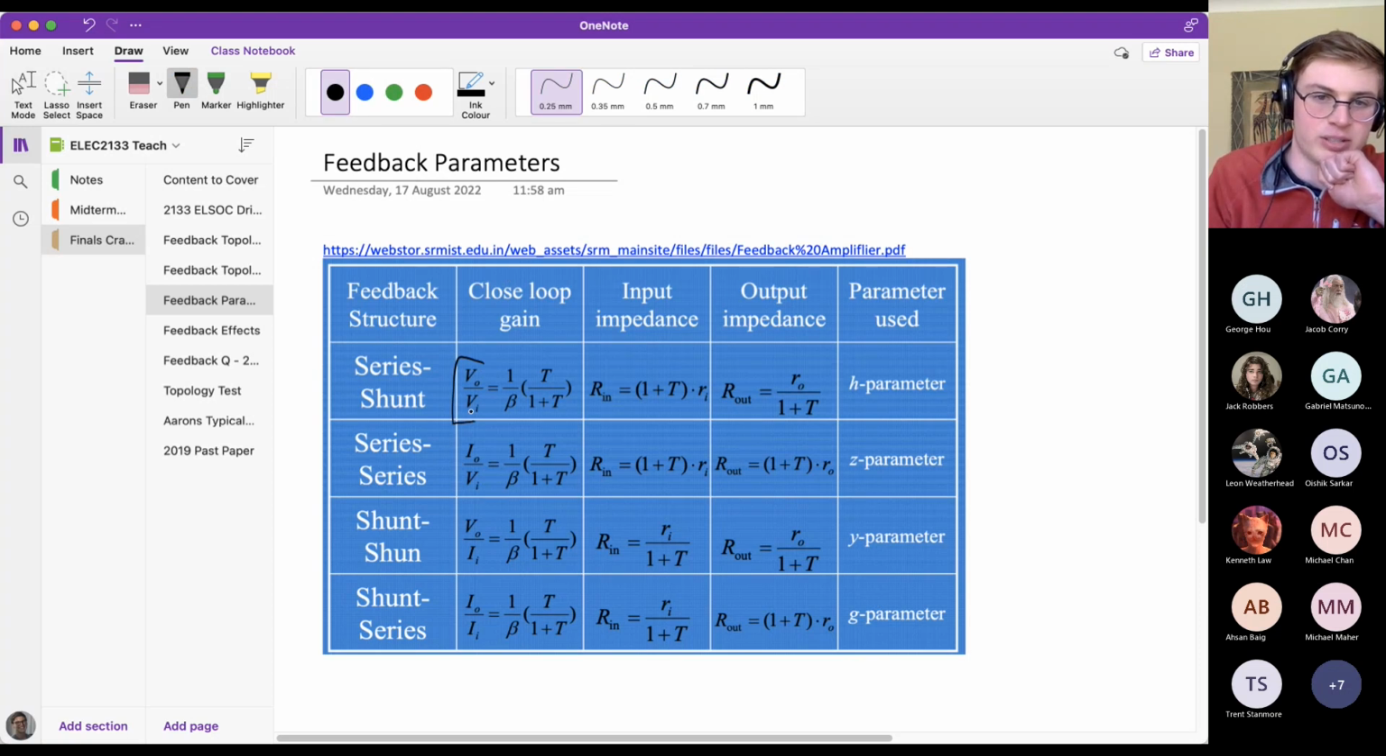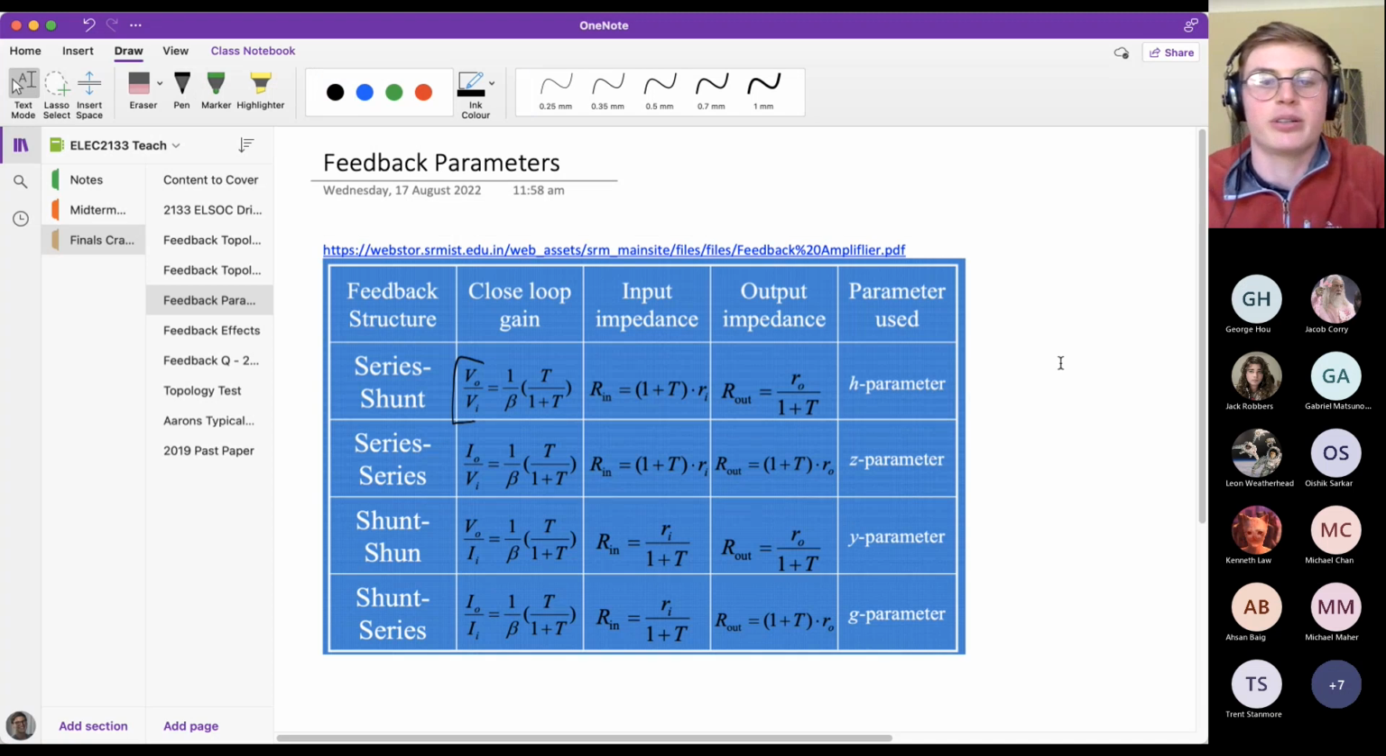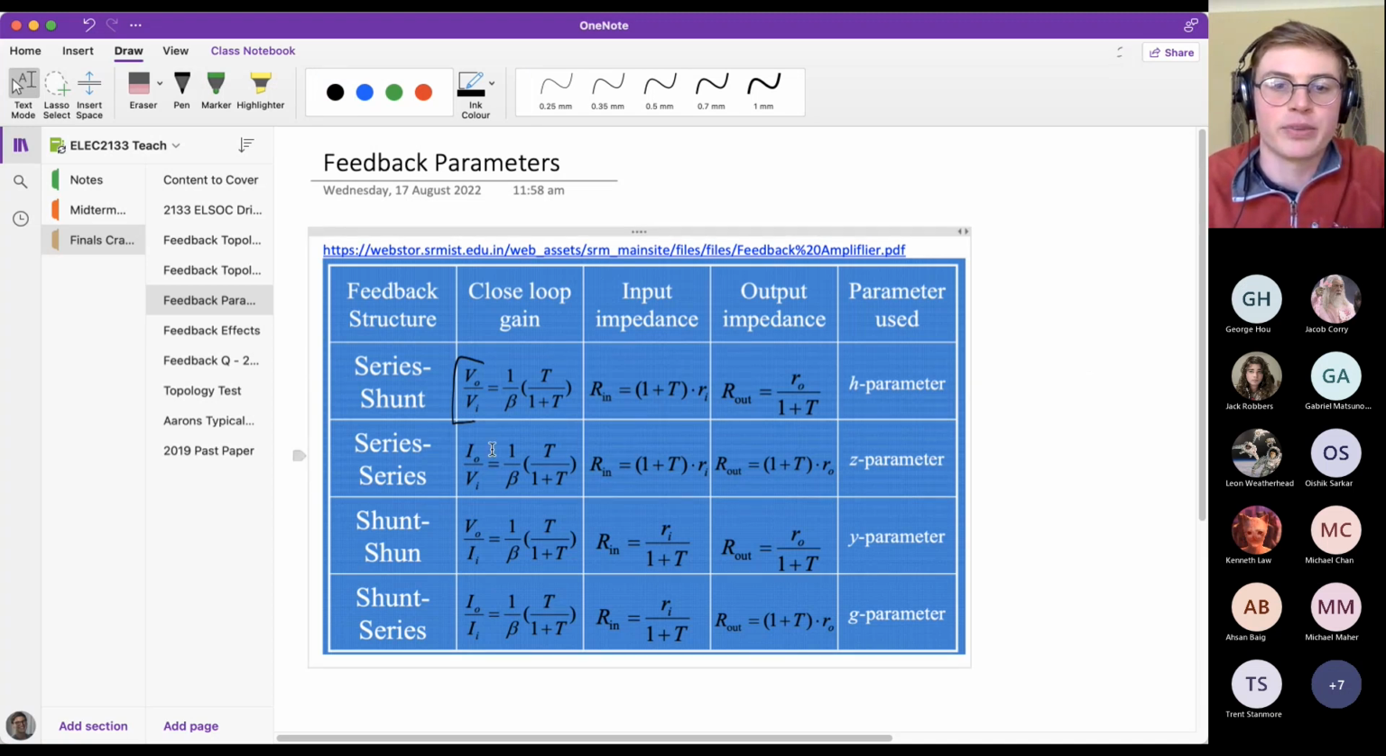So voltage by voltage is an H parameter. Current on voltage is a Z parameter. Voltage on current is Y, and so on and so on. Anytime you have a current and a voltage, it's going to be Y or Z. And anytime you've got both currents or both voltages, it's going to be H or G.